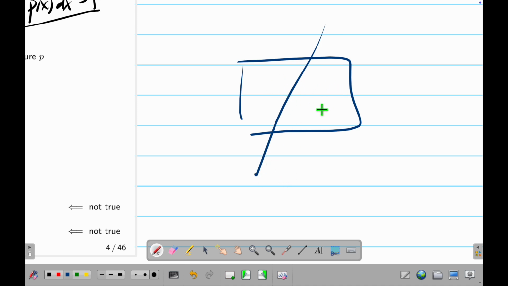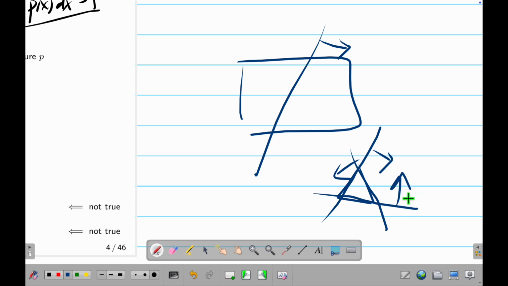Then I have two half spaces. So this is a half space. Then what is a convex set? Is this a convex set? Yes, because this is this half space, this half space, and this half space.